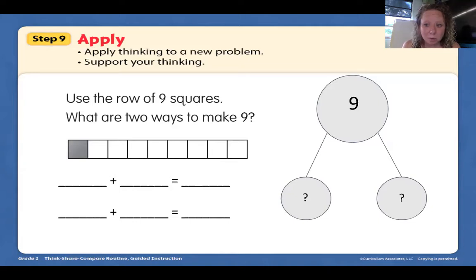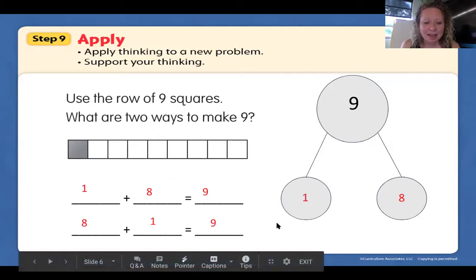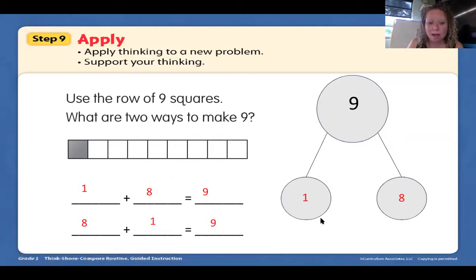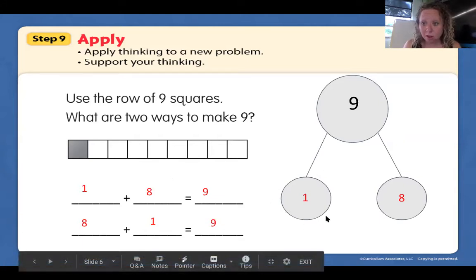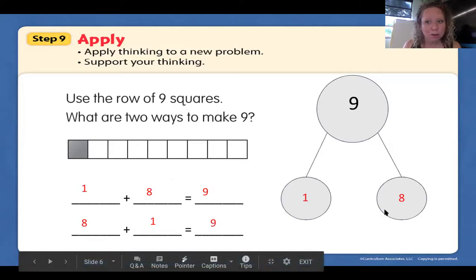If you need more time, push pause. If you're ready to go, keep going. I have 1 gray square, and my 1 is represented in the smaller circle of my number bond. I have 8 white squares. 8 is represented in the other smaller circle in my number bond.